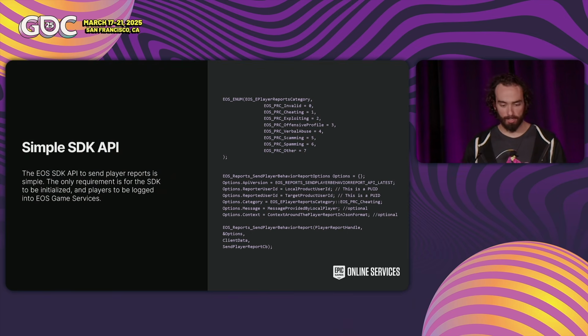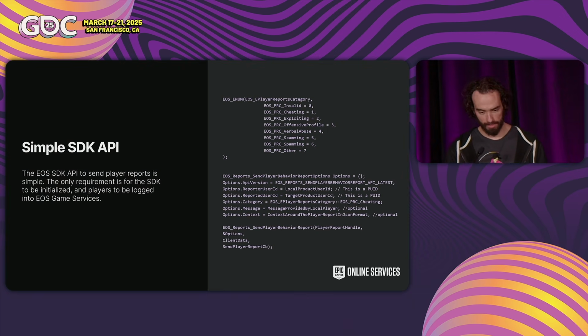A category parameter, an enumeration where you could pass values such as verbal abuse, cheating, offensive profile, etc. And we have two optional fields. Message is a text-based field that you can use to have your players send you a message, and context field, which is an optional JSON format field that your game could use to send contextual data. For example, think of things like the game level being played or the game mode being played, etc.